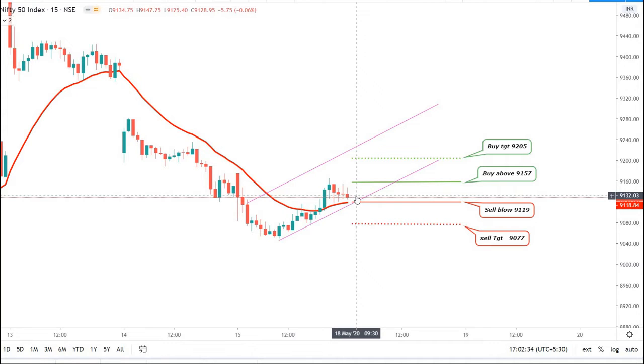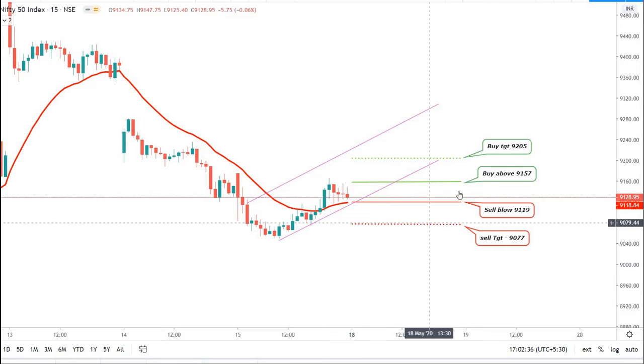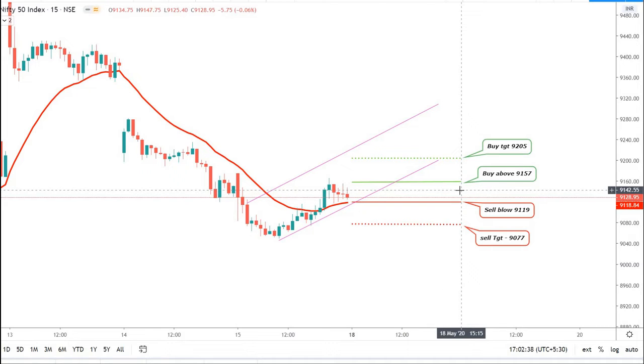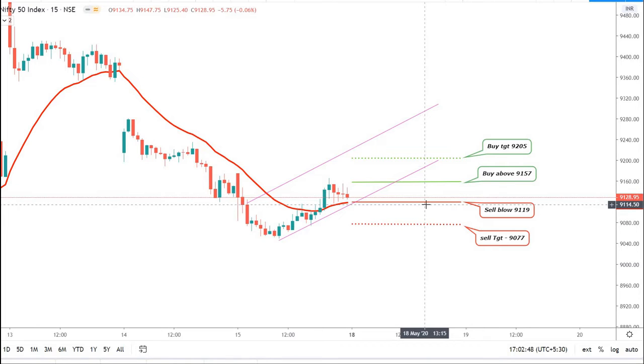Okay, 18th May Nifty 50 range: buy above Nifty 9177, that's the range, and buy target 9205, and sell below 9119 and sell target 9077. Okay, this is the Nifty 50 trend analysis for 18th May 2020.